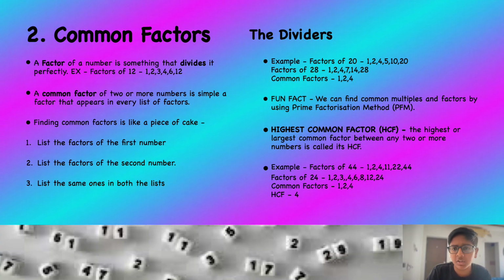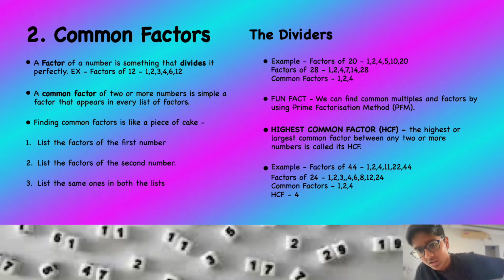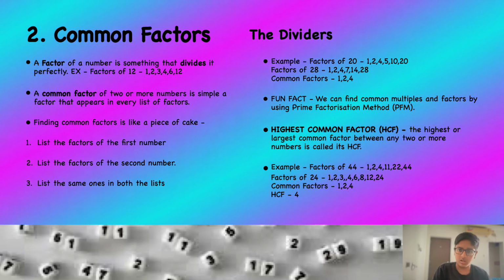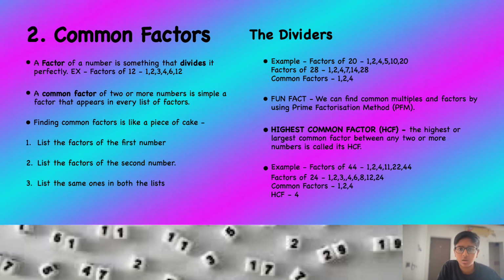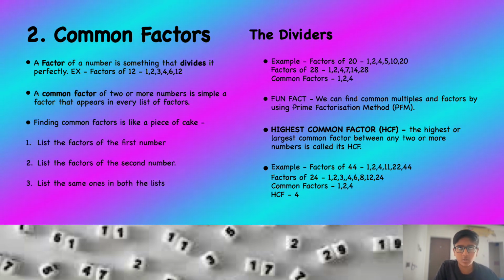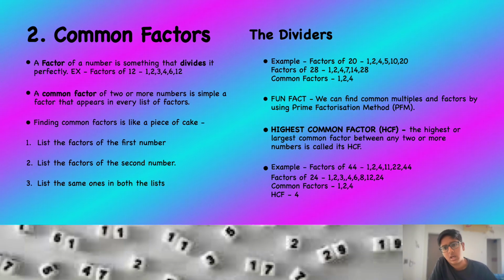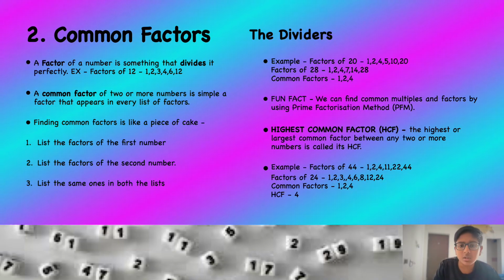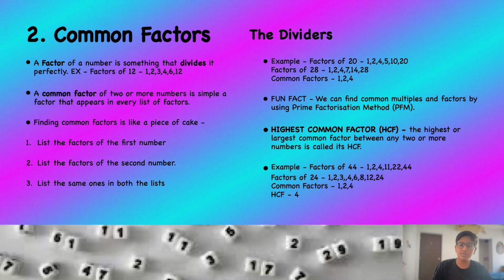And there's a fun fact that we can find common multiples and factors using PFM, which means prime factorization method, also. One more important thing we need to learn is the highest common factor, HCF, which means the highest or largest common factor between any two or more numbers. Suppose we take 44: 1, 2, 4, 11, 22, 44. And for 24 it is 1, 2, 3, 4, 6, 8, 12, 24. So we can see that 1, 2 and 4 are common in both of them. Between 1, 2 and 4 the greatest one is 4. So the HCF is 4.